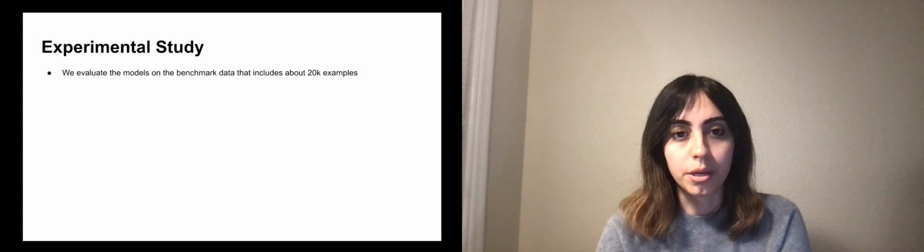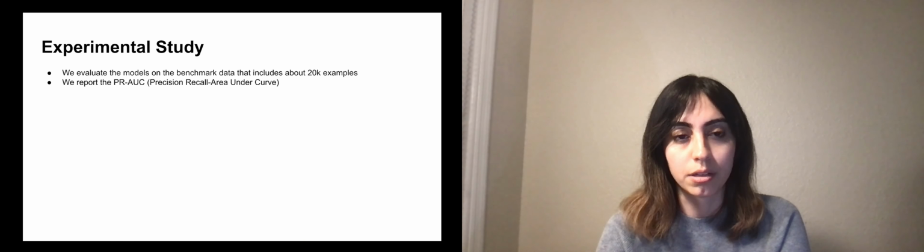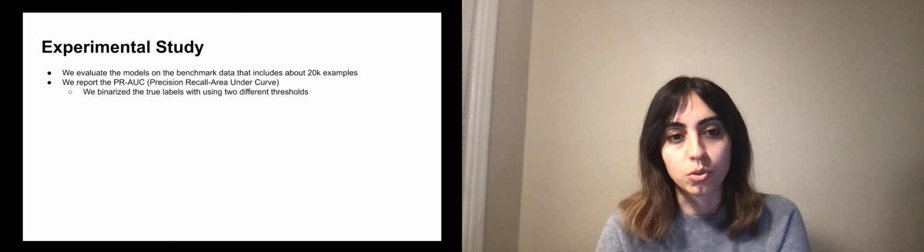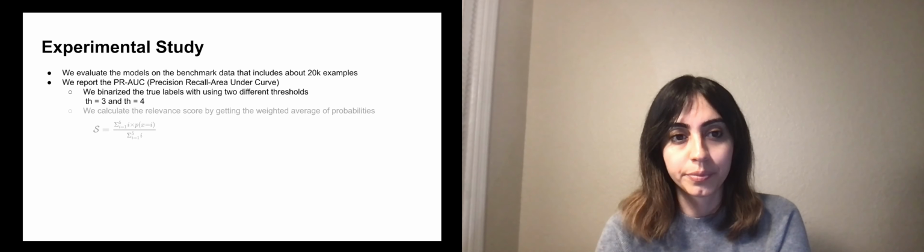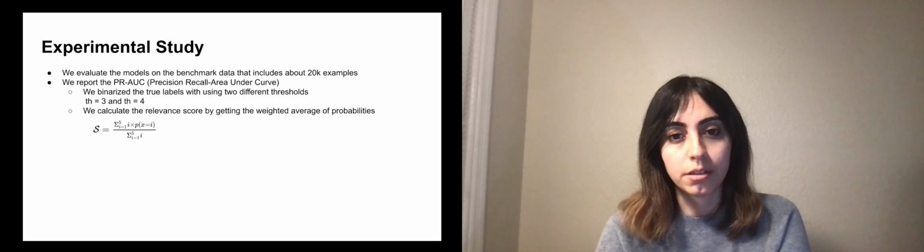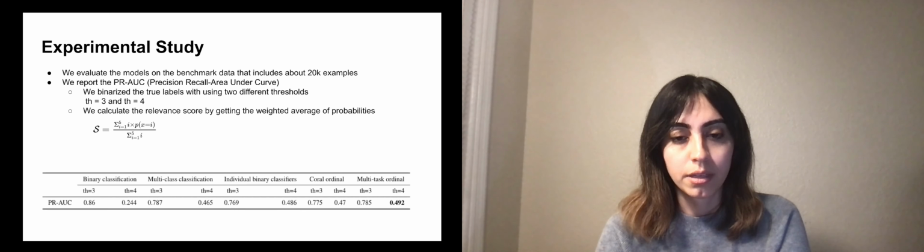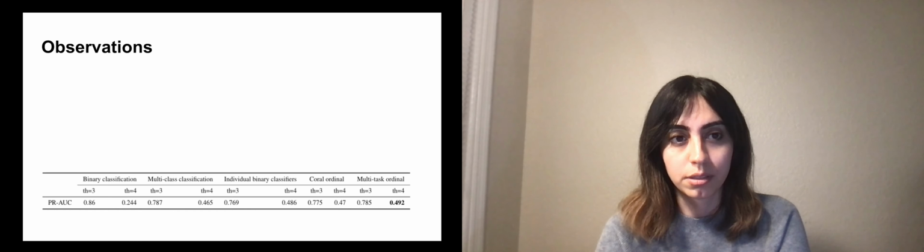We evaluate the models on the benchmark data that includes about 20,000 examples. We report the PR-AUC, precision recall area under the curve. And we binarize the true labels using 2 different thresholds, 3 and 4. We calculate the relevance score by getting the weighted average of probabilities for each rating. In this table, you can see the results for all of the approaches.